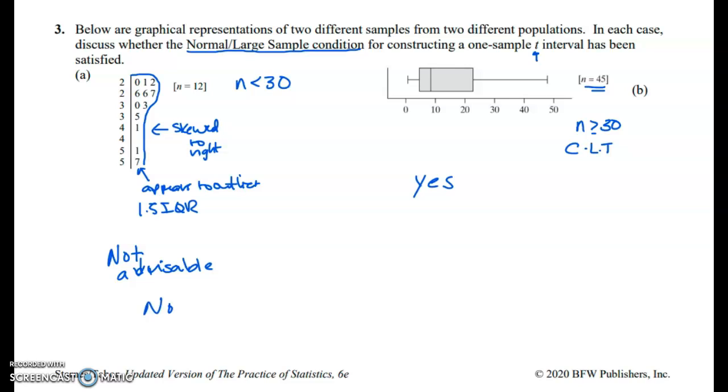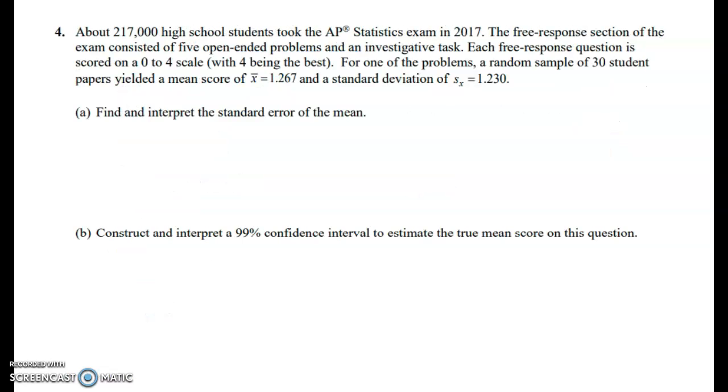It's safe here. It's not safe over here. Not advisable because of the skewness, the low numbers, possible outlier. It is advisable to use T procedures here because the sample size is large enough, meeting that central limit theorem. So very similar to what we saw previously. Okay, so let's now flip over to the back and do one more question.